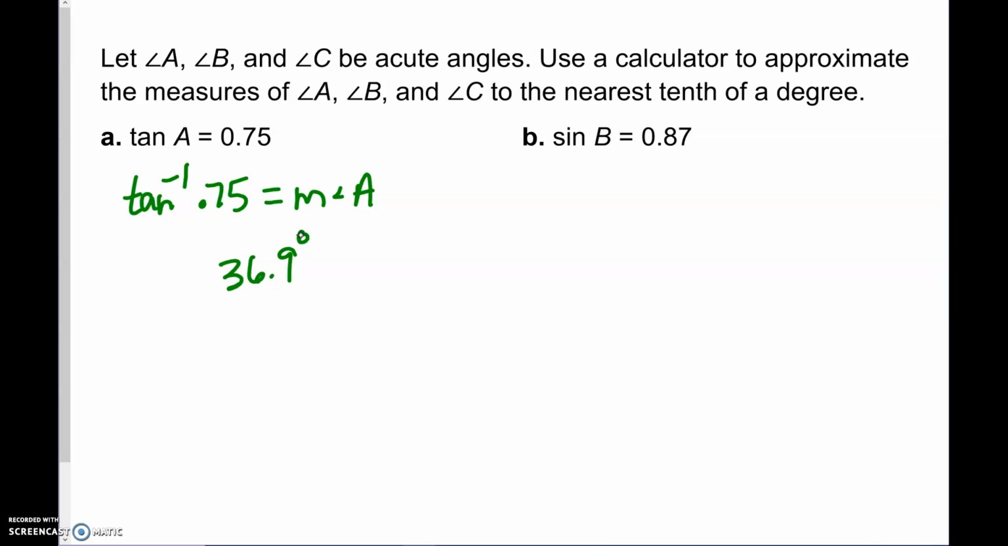All right, then this next one here, we're going to do the inverse sine of 0.87. So inverse sine 0.87, and I got 60.5 degrees here.